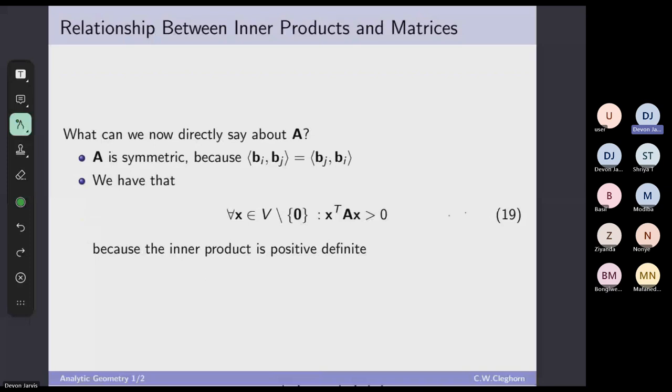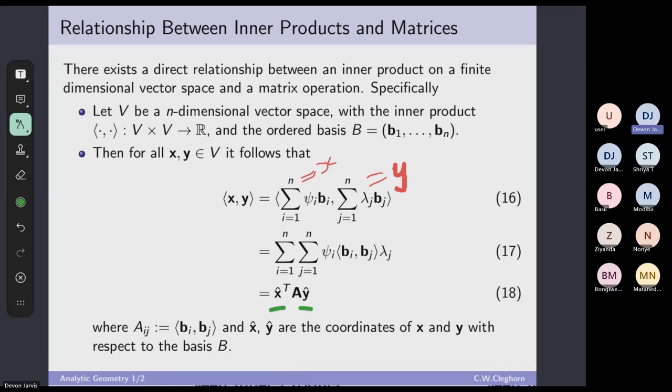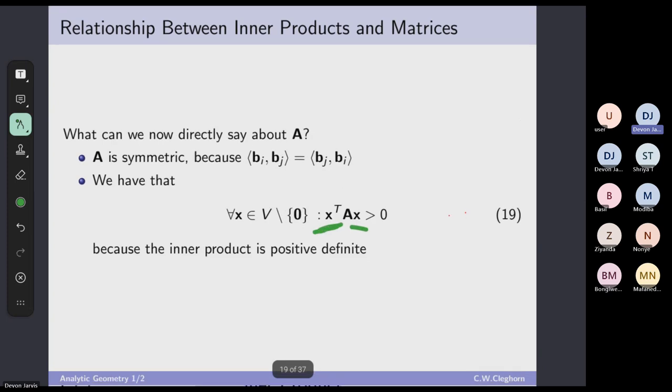All right, so what can we now directly say about A? Well, firstly, A is symmetric, right? Because the inner product of BI and BJ is the same as BJ and BI. So regardless of which order we do this inner product between our basis vectors, it's going to give us the same answer. And if we feed the same X into both arguments of this inner product, we know the result is going to be greater than zero.